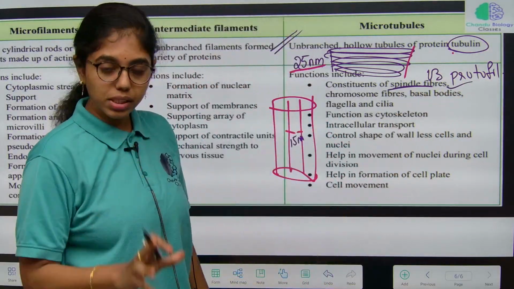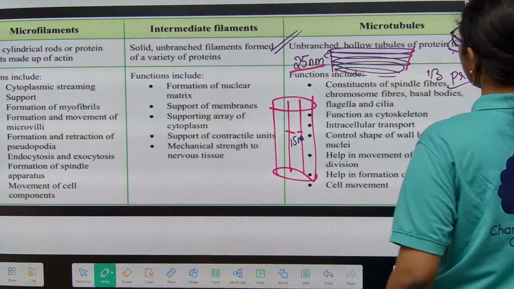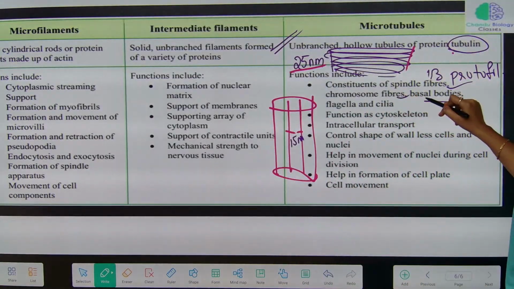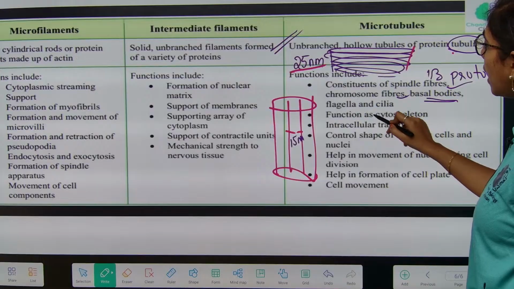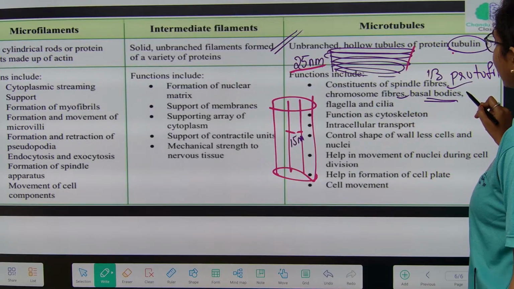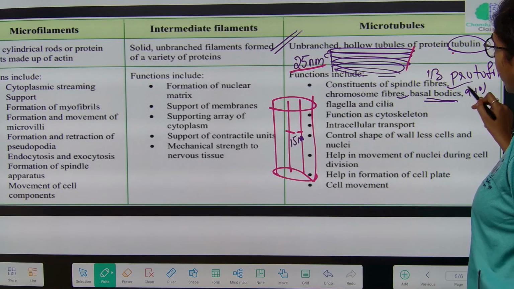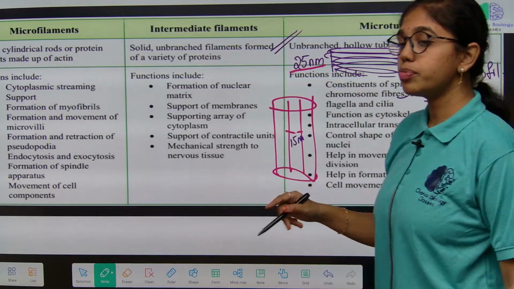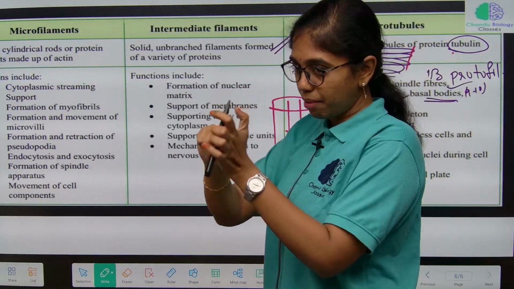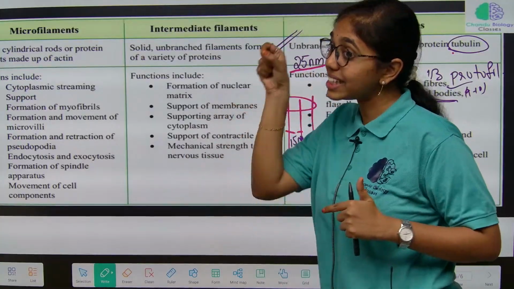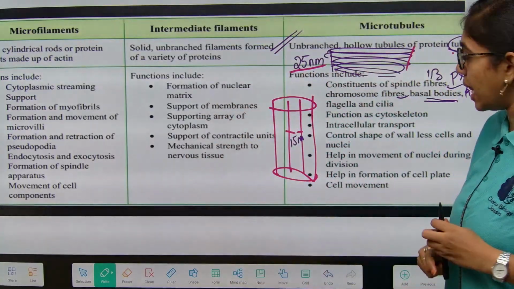Microtubules are present in where? Spindle fibers, chromosome fibers, basal bodies of flagella and cilia. Basal body of flagella and cilia will have 9 plus 0 arrangement only, remember that, because basal body is adjoined to the cell membrane and cell wall, that is mediated by the centriole which is present inside the cell.